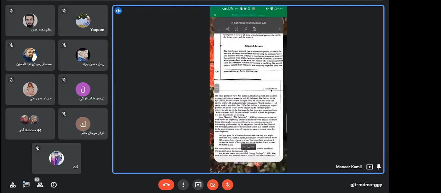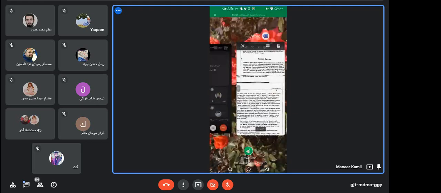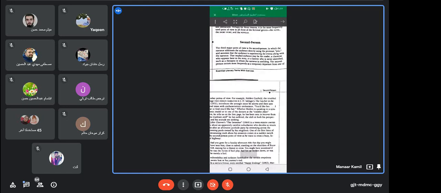Then the second person. Let's move to the second person. The third major point of view is the second person, in which the narrator addresses the audience directly by using you. You see, when the narrator talks and says you, he speaks with us, okay, he uses I when I speak with you and say to you, you. Exactly like this is the narrator. When the narrator addresses the audience directly by using you, this is called second person.